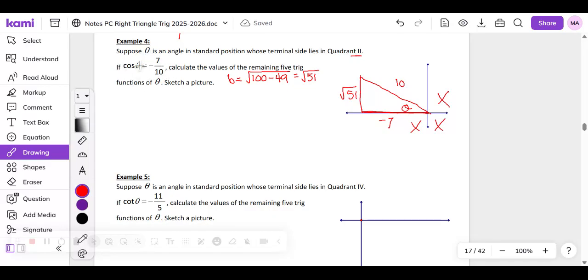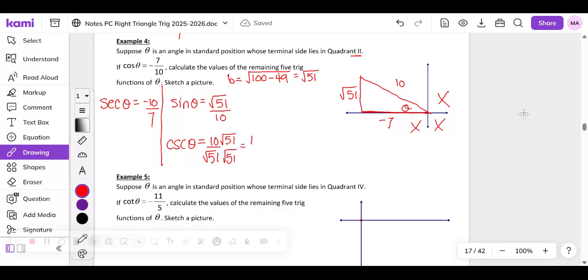I would start with secant, seeing that we've already been given cosine. So secant of theta is negative 10 over 7. Okay, for sine of theta, by the way, notice that this is positive because it's going up. I should have stated that before. So sine is opposite over hypotenuse, so square root of 51 over 10. Cosecant will be the reciprocal of that. So it'll be 10 over root 51, and then of course we have to rationalize that. So you'll get 10 root 51 over 51.